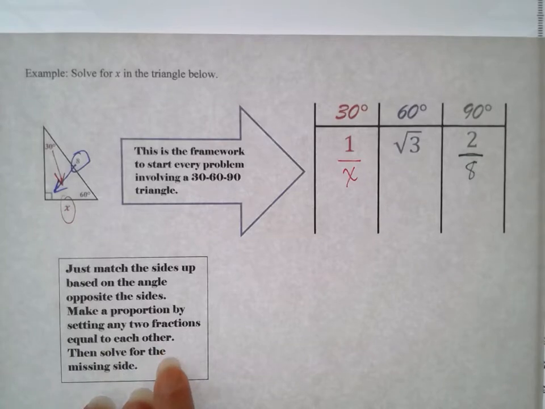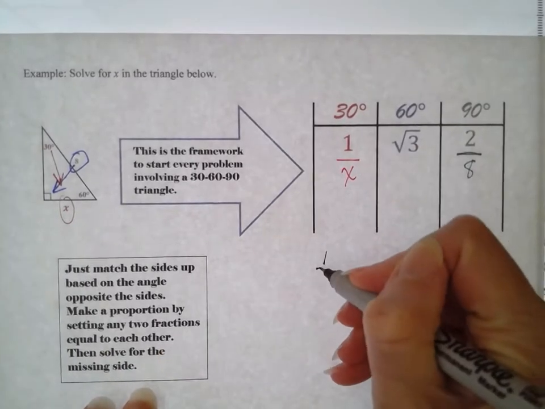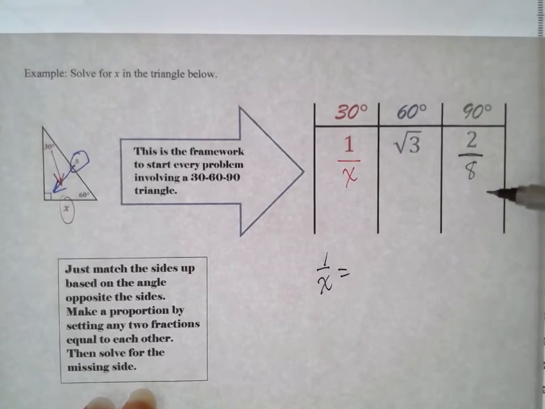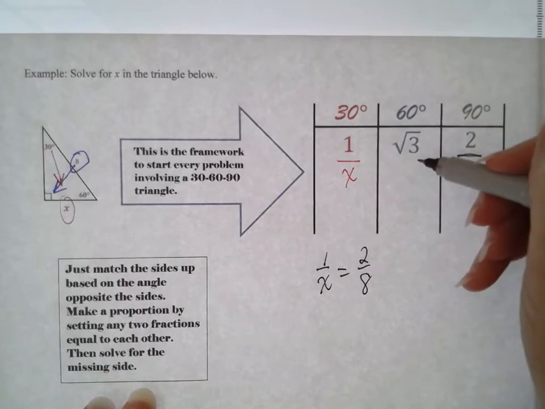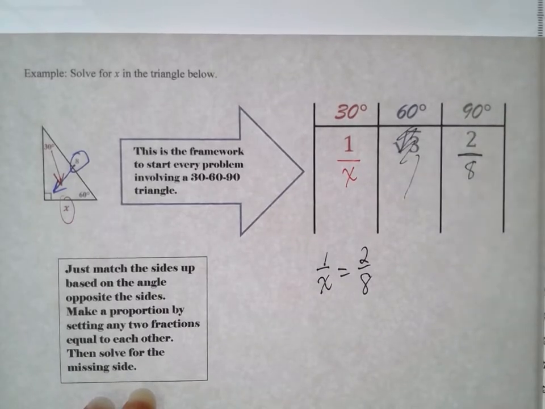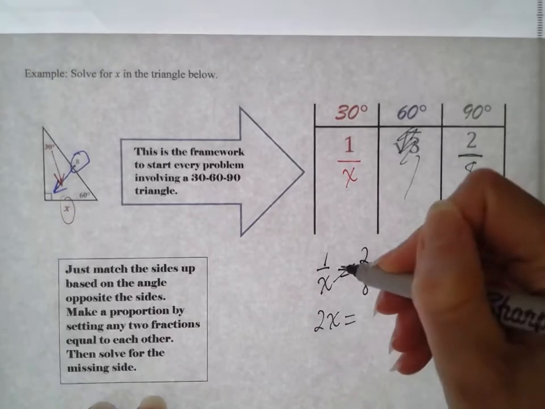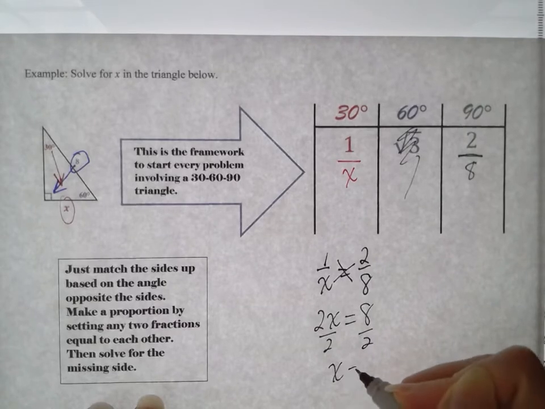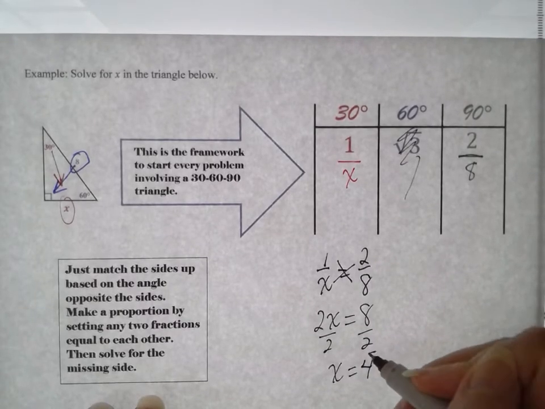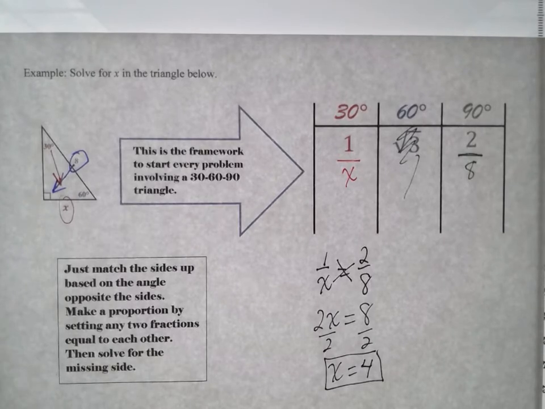So let's go ahead and write one fraction, 1 over x, and that has to be equal to the other fraction, which is 2 over 8. We do not use the square root of 3 because we don't have anything underneath of it. Now we just cross multiply, and we get 2x is equal to 8, and when we get x by itself, we get x is equal to 4. So that is how you're going to do every 30, 60, 90 triangle.